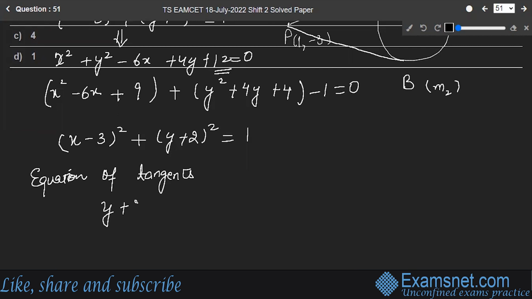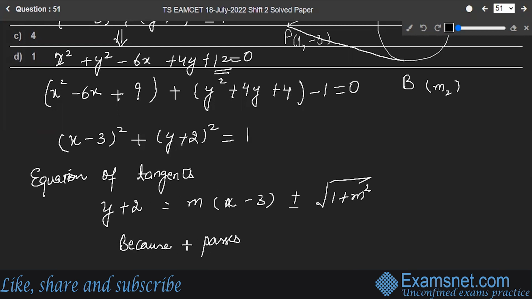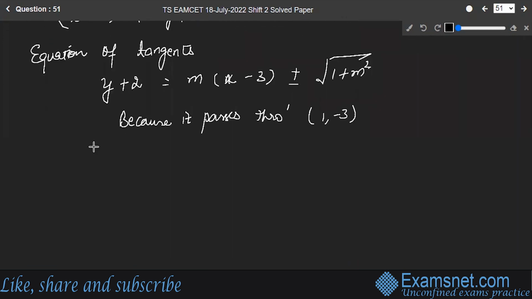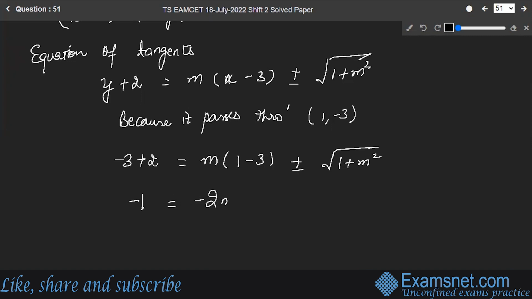Now, equation of the tangents. It is y plus 2 is equal to m into x minus 3 plus minus root of 1 plus m square, because this tangent passes through 1 comma minus 3. So you will have minus 3 plus 2 is equal to m into 1 minus 3 plus minus root of 1 plus m square. This is minus 1, and this is minus 2m plus minus root of this.